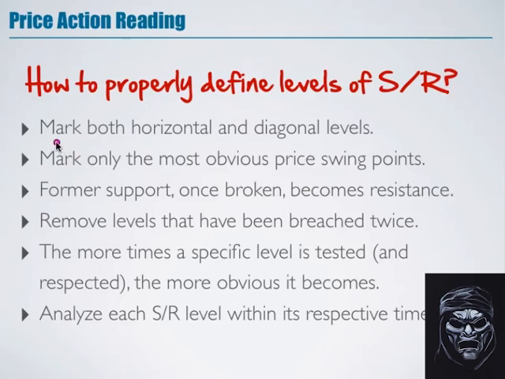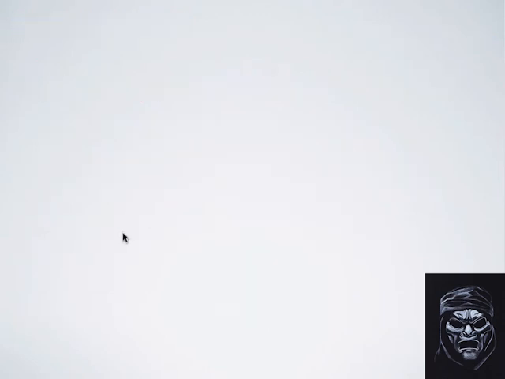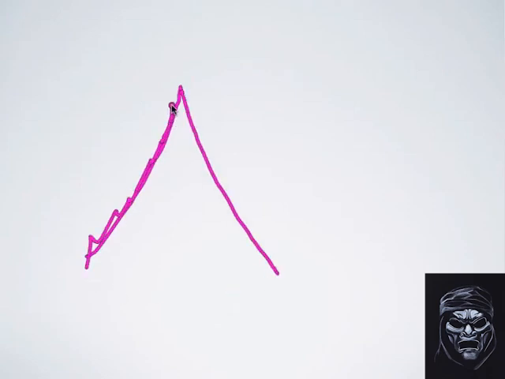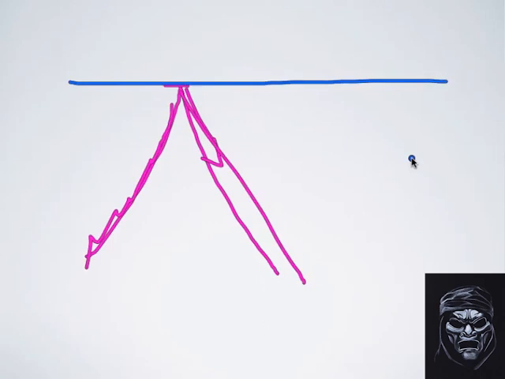Okay, so we are going to mark both horizontal and diagonal levels of support and resistance. Some of you may know diagonal levels of support and resistance as trend lines, right? Obviously, in order to define a horizontal level of support and resistance, we only require one price point. If this is price, and let's assume it tops out at that level, and from there it retraces all the way down, well, that gives us a clear horizontal level of support and resistance.